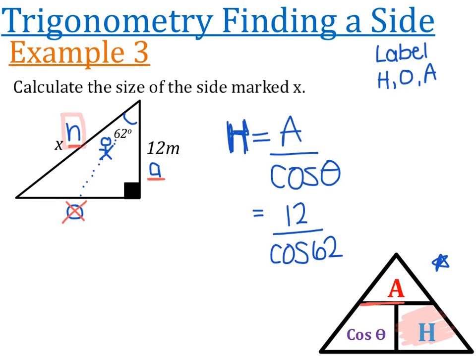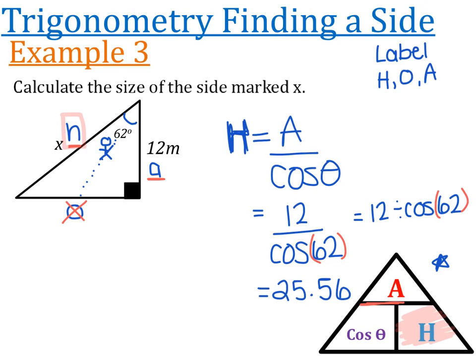Now, if you've got your Casio calculator, you can use your fraction key. So you type in your fraction key, and you type 12 at the top of your calculator. And at the bottom, you type in cosine 62 and close the bracket. You can also use a divide sign. Okay, if you don't have a Casio calculator, you can type this into your calculator as well, and that's absolutely acceptable. And make sure that you keep your brackets closed on both of these. All right, so you go ahead and do that and press equals, and I get 25.56.